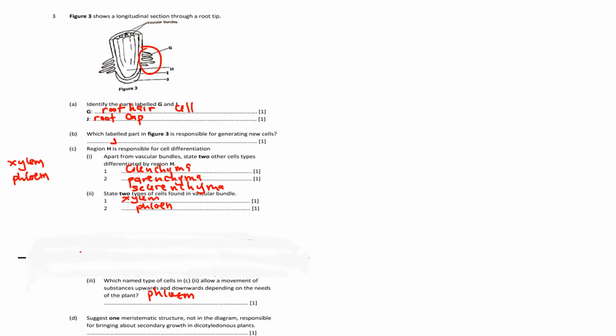Then question D: suggest one meristematic structure, not in the diagram, responsible for bringing about secondary growth in dicotyledonous plants. What is the answer to this question? So please, this question is yours. So question D, answer it. Put it in the comment section so that everyone will be able to learn. So please make sure that you answer this question.